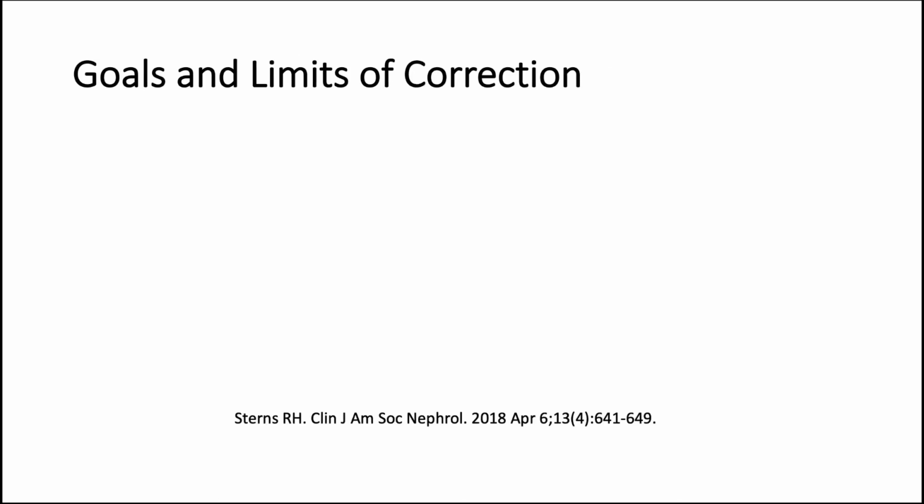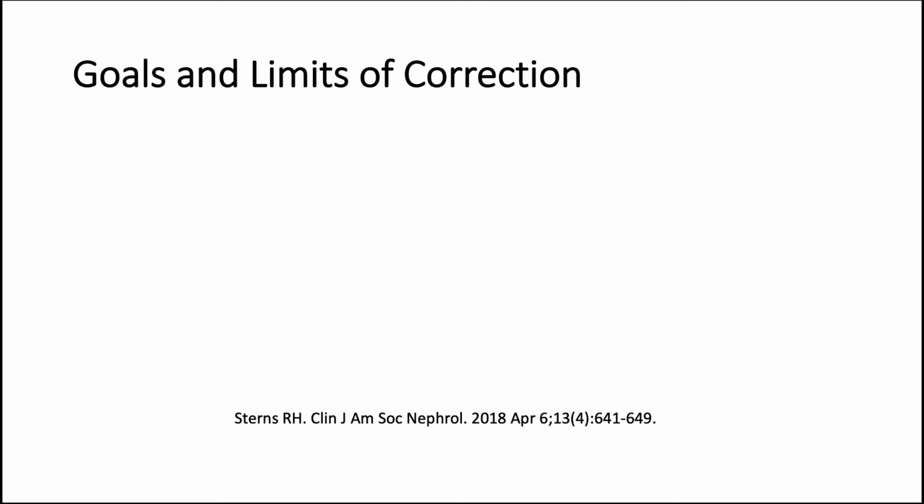So what are the goals and limits of correction? Well, it doesn't matter if the patient has acute hyponatremia or chronic hyponatremia, or symptomatic or asymptomatic, the goals and limits of correction are pretty much the same. The goals are what you're aiming for to correct. In the past I used to ask people what the goals of correction are, and they would say 10 to 12, but those were never goals. Those were limits that you should never cross.